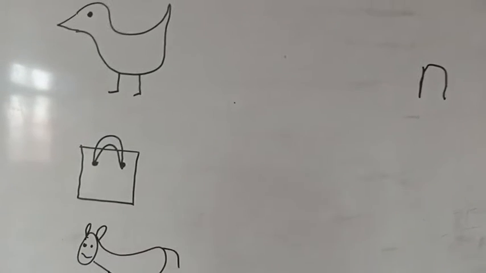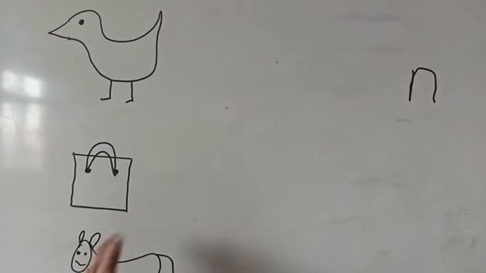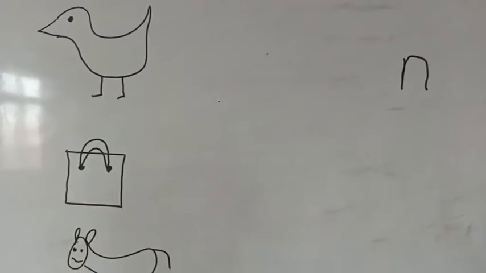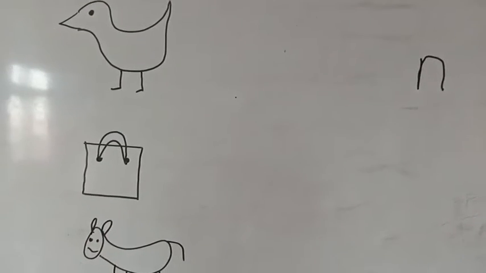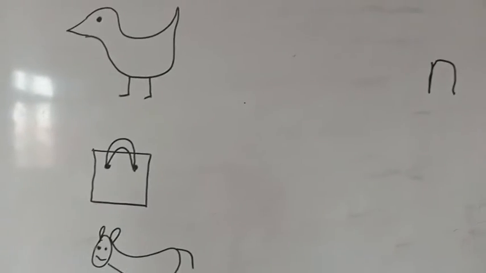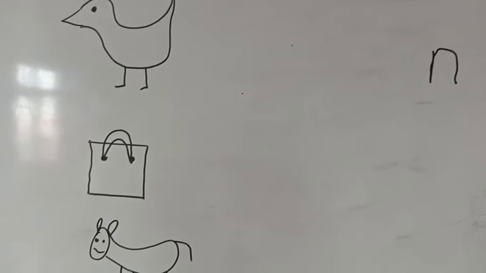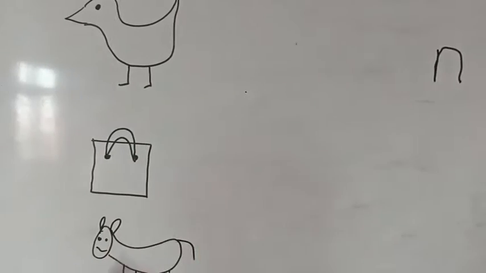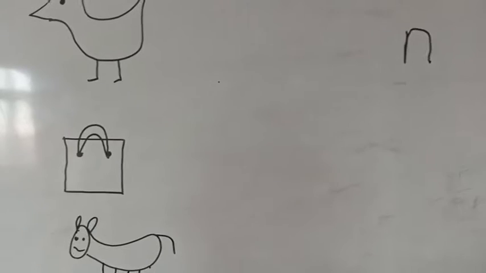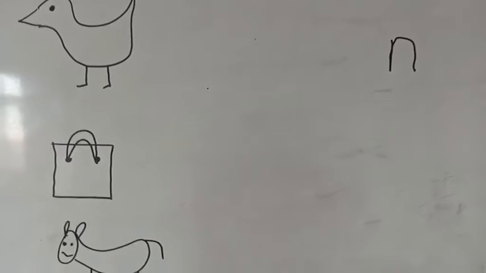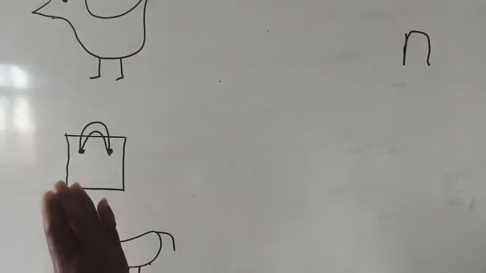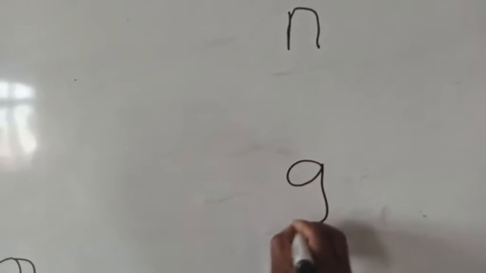Now let's take a look at the next object. We have bag. What is the last sound you hear? Bag. I can hear g. So the ending sound for bag is g. And what letter sounds g? It's J. J sounds g.